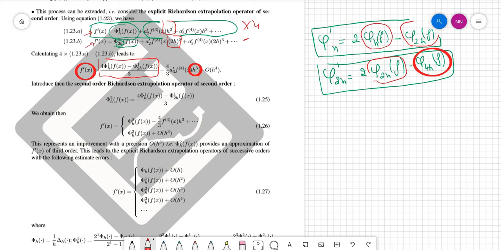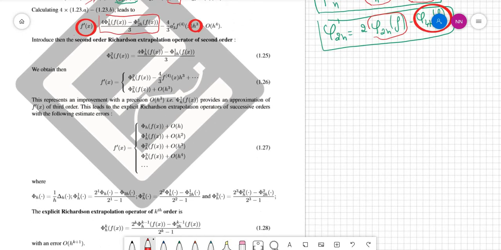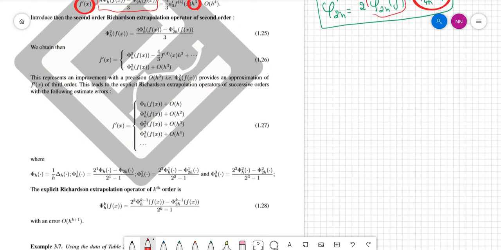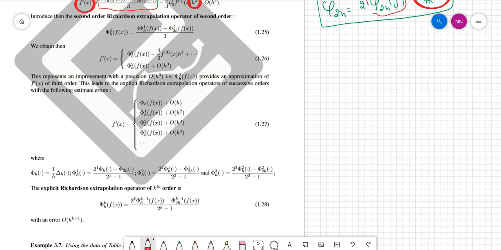So all we have to do is to calculate phi 1h. To have it, we have to calculate phi h, phi 2h, and then phi 1 2h. To have that, we have to calculate phi 2h and phi 4h, and then we combine both. We obtain an approximation with a higher order, which is h3, and so on. We can go further. We can calculate higher order extrapolation operators as much as you want. Of course, if we want to calculate more, we need more data points of the function.